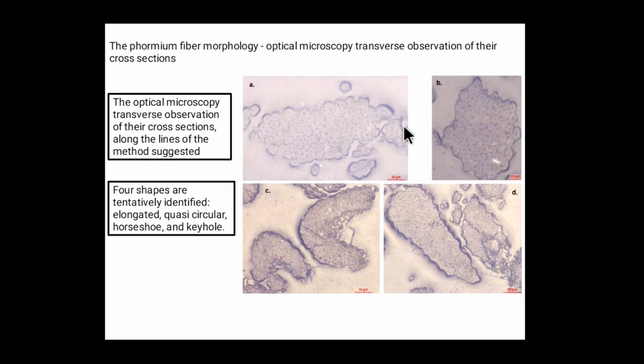Here we can see that four shapes are there. I have shown four morphologies, the optical microscopy morphology shapes, in the four images. If you look, we can observe that four shapes are tentatively identified. Based on previous studies, the first one is elongated, the second one is quasi-circular, the third one is like a horseshoe, and the fourth one we can say is the keyhole. Those things I observed from the optical microscopy images of chromium 10x fiber.